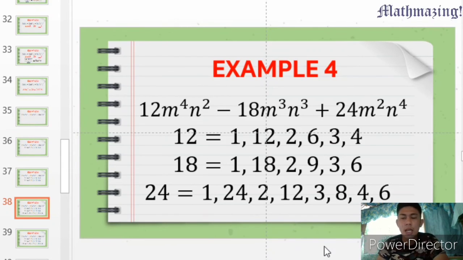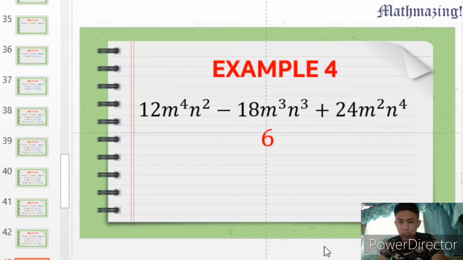So ano yung common sa kanila? We have 1, we have 2, we have 3, and we have 6. But we are looking for the GCF, the highest. So the highest between the 4 is 6. Therefore, our GCF is 6.